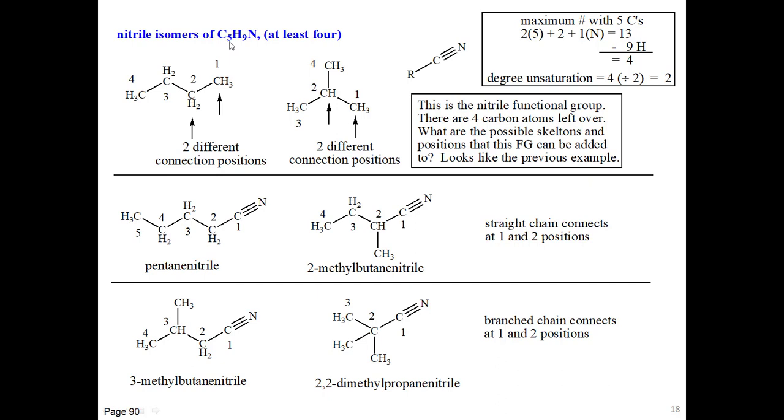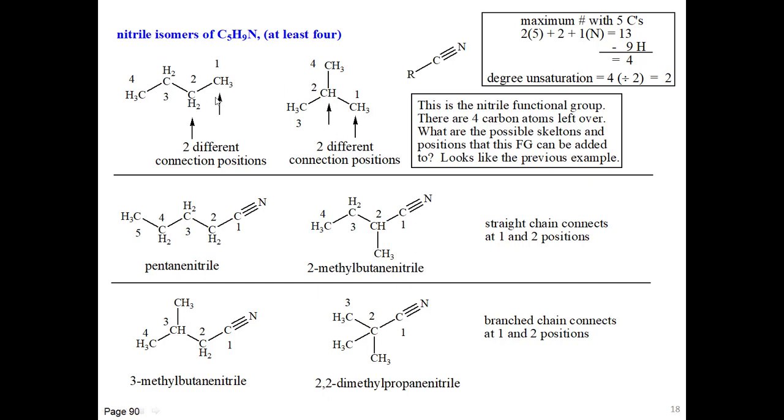We have 2 times 5, 10, plus 2 is 12. But I have a nitrogen, so I have to add 1, so I have 13 possibilities for single bonding groups. I actually see 9, so I take away 9. I have 4 missing groups, divide by 2, there's 2 degrees of unsaturation, and that's what we said over here, 2 pi bonds.